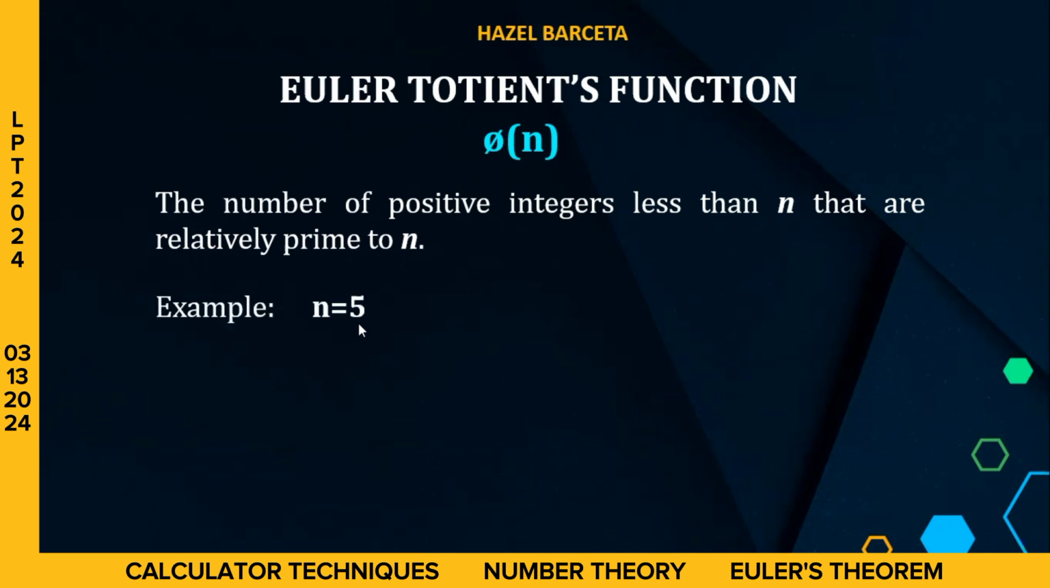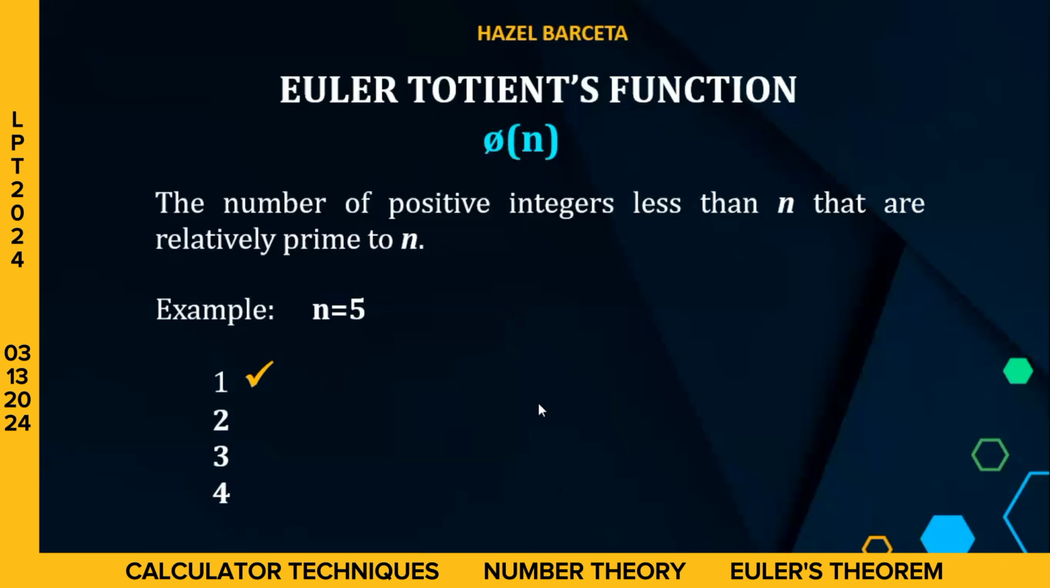Say we have N is equal to 5. So, the positive integers less than N are 1, 2, 3, 4. Nag-start po tayo kay 1 dahil positive. Then, need po nating i-check kung si 1 ay relatively prime kay 5, which is our N. So, 1 and 5. Meron pa po bang number na makakapag-divide sa dalawa maliban sa 1? Wala na po. So, 1 is check. Ibig sabihin, relatively prime to 5.